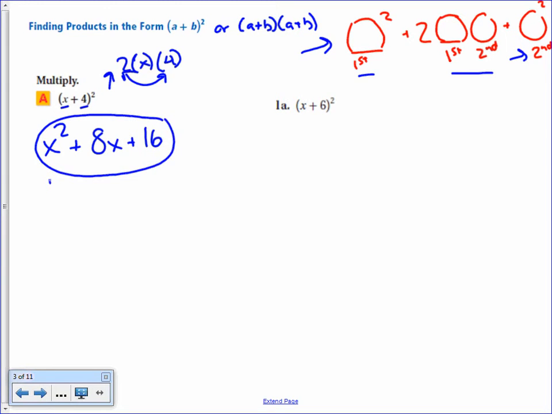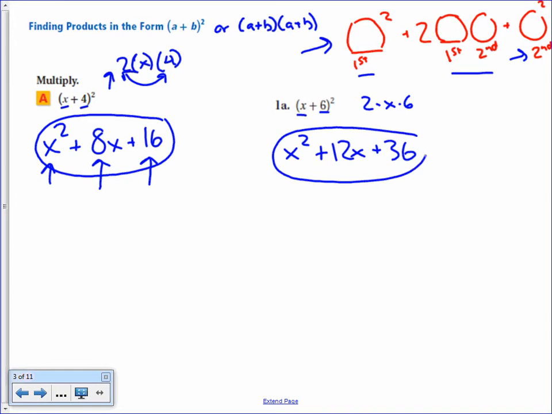So you square the first, 2 times the first times the second, and you square the second. Following along with this, again, square the first, so that gives me x squared. 2 times the first times the second, so 2 times x times 6. That'll give me a 12x. And then the second one squared, that's going to give me a 36. There's my answer for that one.